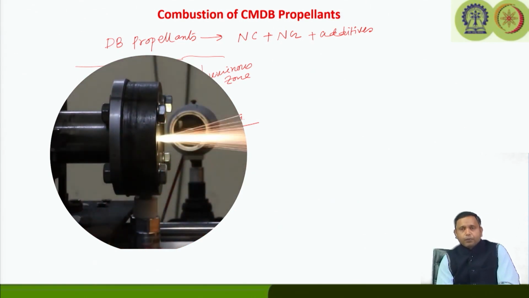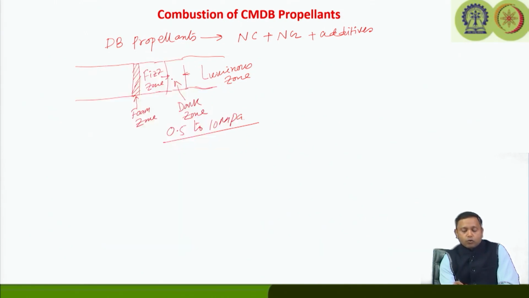If the pressure is high enough, then the extent of the dark zone is going to reduce. The dark zone is going to shrink, and the luminous zone is almost going to merge with the feed zone. So the feed zone and luminous zone will start almost from the burning surface, and the heat transfer is going to be enhanced. In turn, the burning rate is also going to be enhanced. We have already seen this while discussing the combustion mechanism of double base propellant, and we have also said that the nitrocellulose and nitroglycerin are mixed intimately and form a homogeneous propellant.